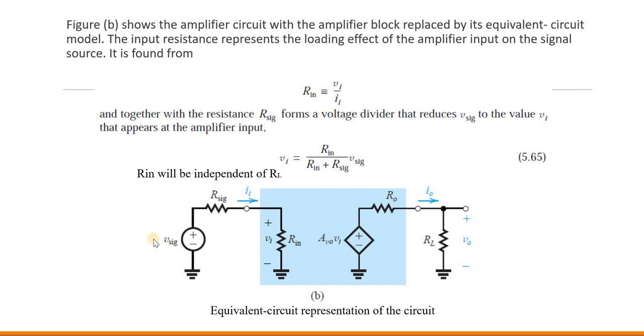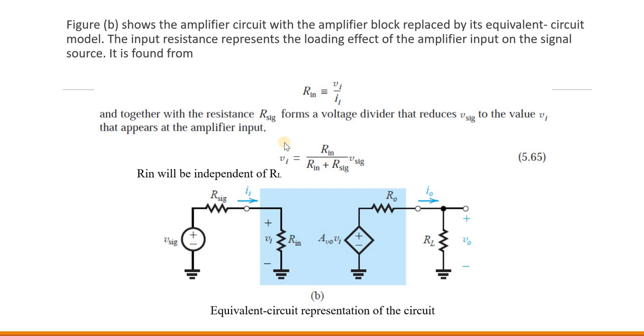That is, this V signal has been divided between two resistances, R signal and R in. We are interested in calculating Vi, the voltage across the input resistance of the amplifier, R in. So what is the voltage across this? That is nothing but R in divided by the total resistance, R in plus R signal, times V signal. So Vi equals R in over R in plus R signal, times V signal.